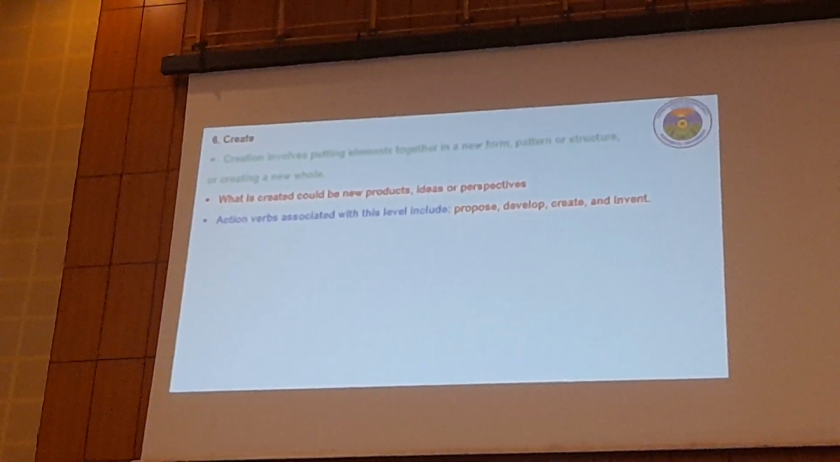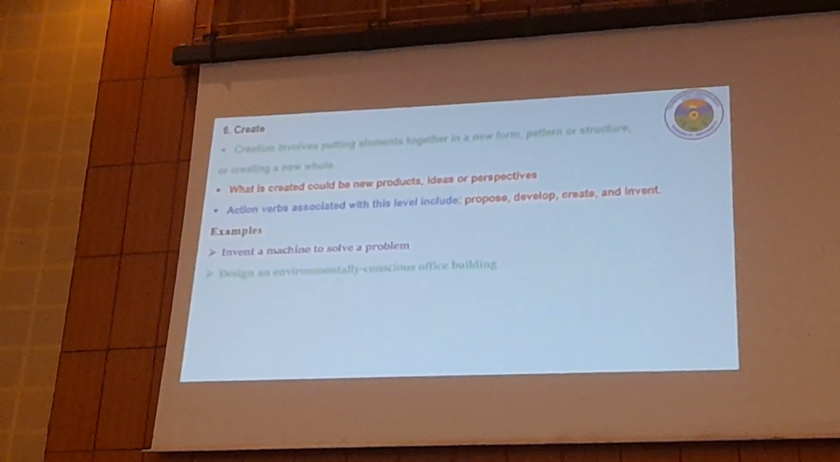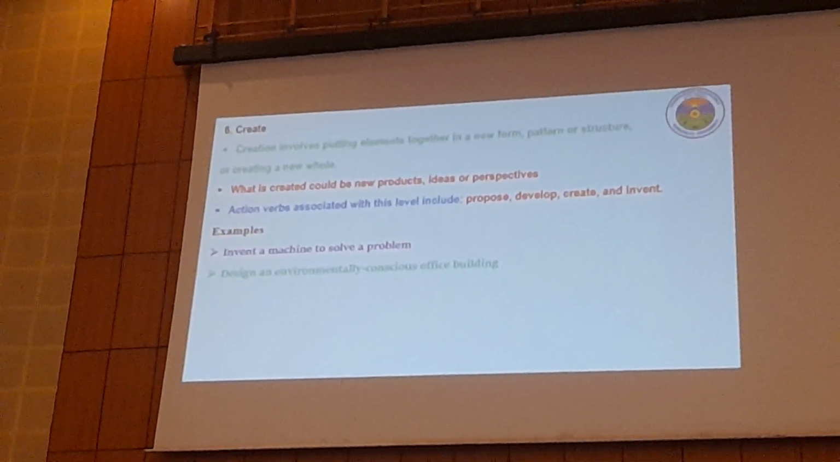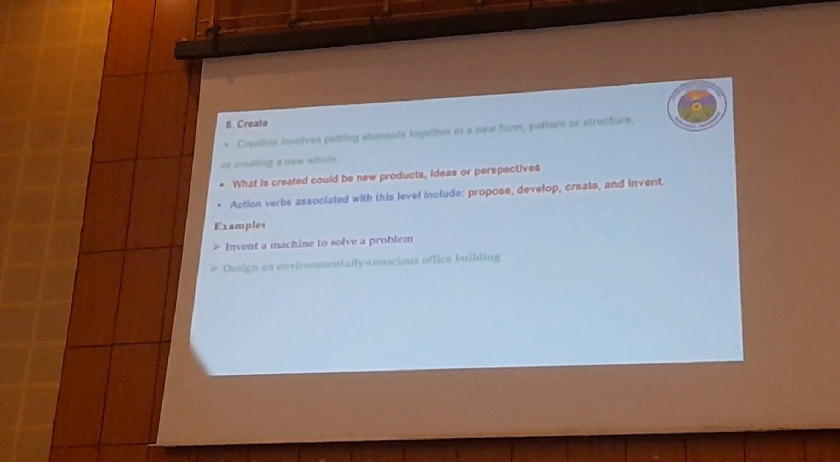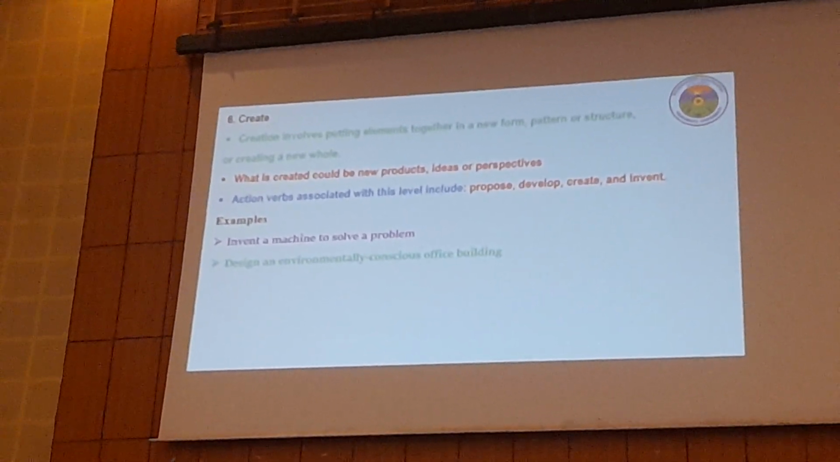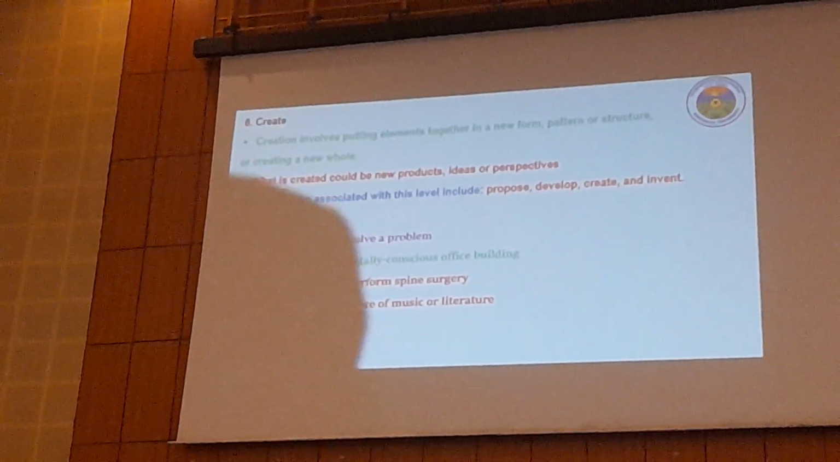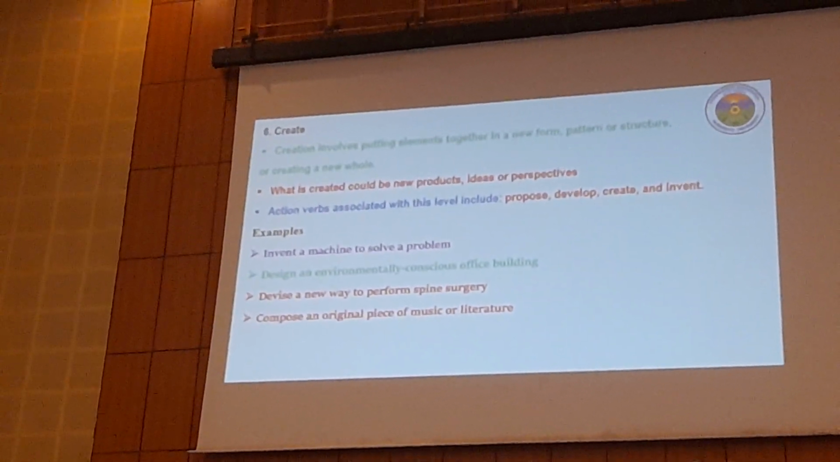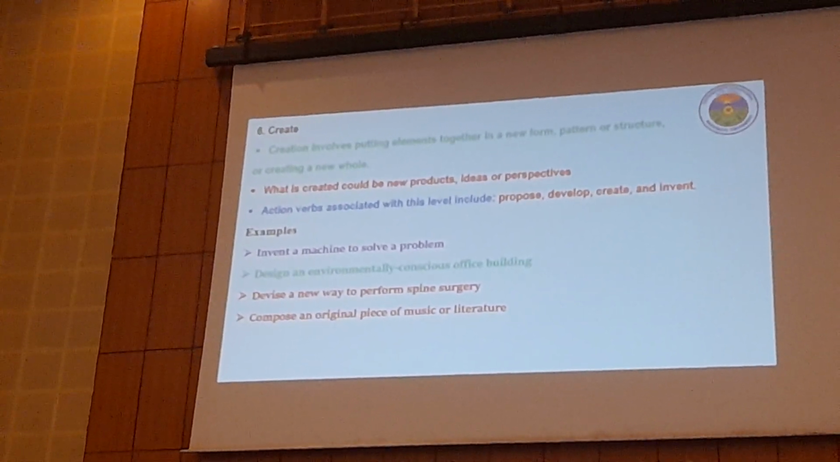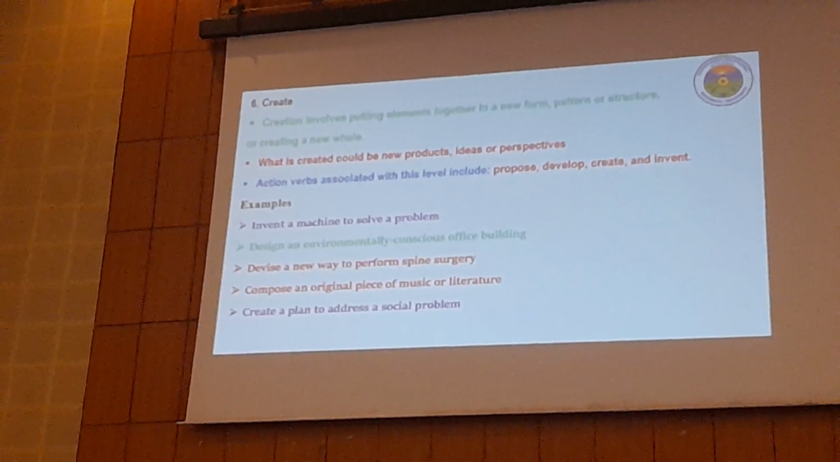What is created could be a new product, ideas, or perspective. The examples are: invent a machine to solve a given problem, design an environmentally conducive office building, devise a new way to perform simple spine surgery, or compose an original piece of music or literature, whatever it could be. So that is all about it. Or create a plan to address social problems.